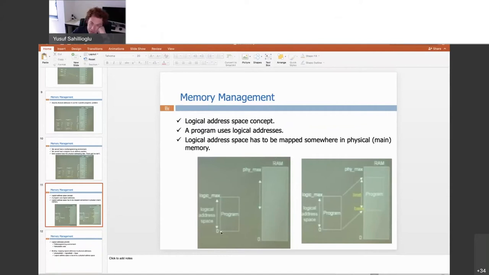So again, we have this logical address space. I put this program, so currently don't worry about the paging, framing, that business. Let's stick with this easier solution. I put this program as a whole into another location within the physical memory, okay? So it can be anywhere here. There will be addresses from zero to logic max. So whatever the size here, I get the exact size in the physical memory, and it has to be free completely consecutively. Okay.